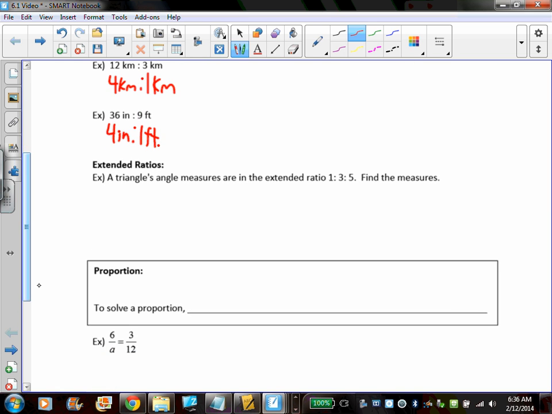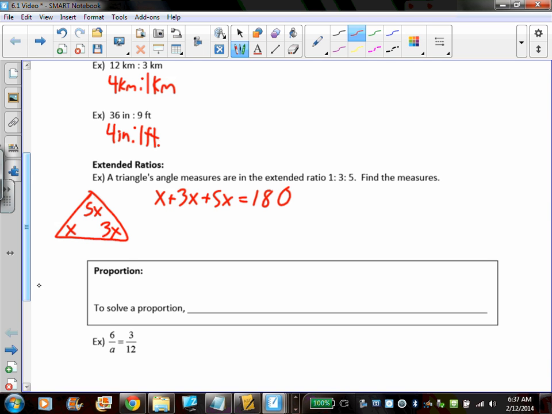So those are just some examples of simplifying ratios. Extended ratios are ratios that have more than just 2 numbers in them. For this example, it says a triangle's angle measures are in an extended ratio 1 to 3 to 5. Find the measures. What that means is that we have a triangle where, let's call one of the angles x. That would be our 1. If that angle size is x, then another one of the angles is 3x. That's the 1 to 3 part. And then the third angle size is 5x. Since there are 180 degrees in a triangle, we just add x plus 3x plus 5x equals 180.